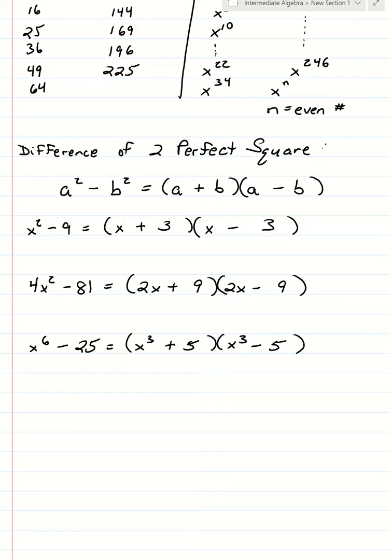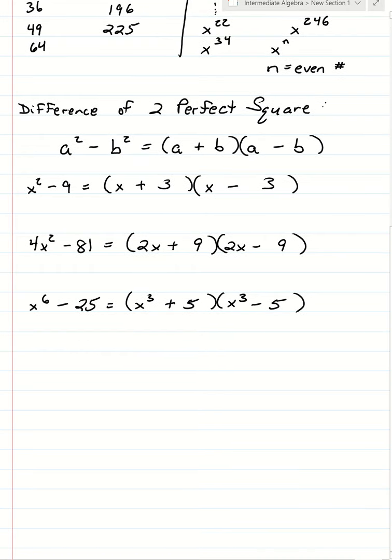Let's try another one. Let's say we have 36x to the 8th minus, let's say, the number 25y to the 4th.